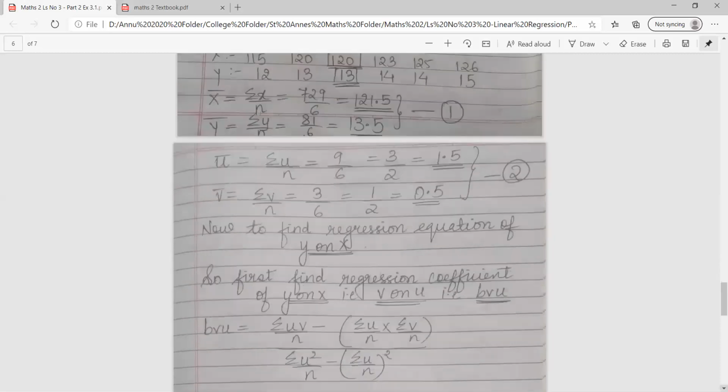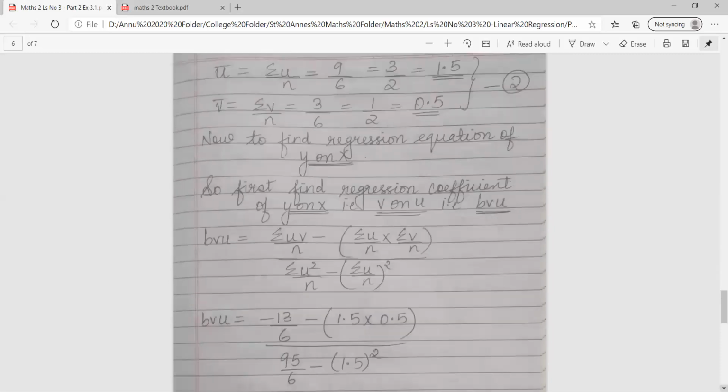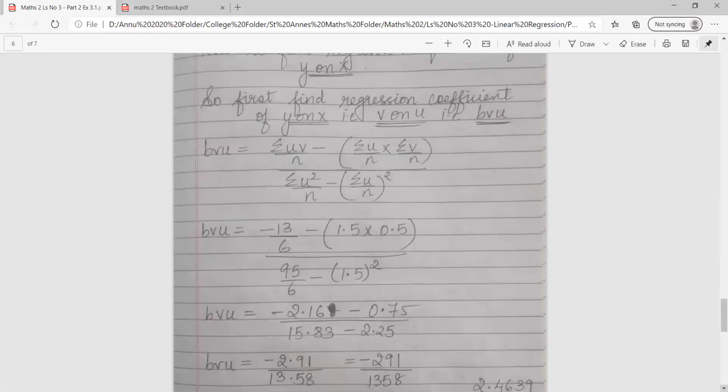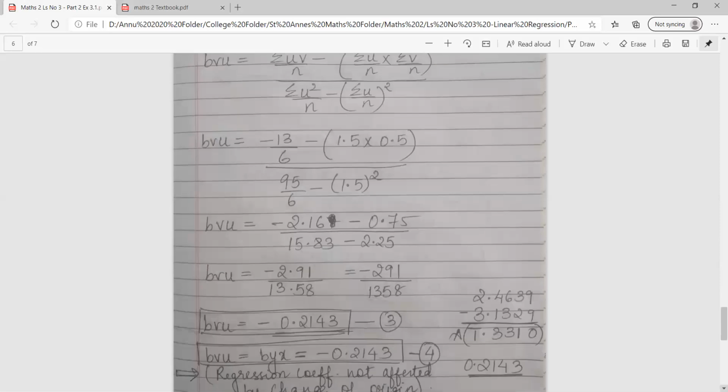So basically what we have to find, BVU. So the same pattern you will be following, you will be putting the formula like this. So you can observe the steps, class. You can see what I have done. I've picked up the values from the table and I've substituted over here.